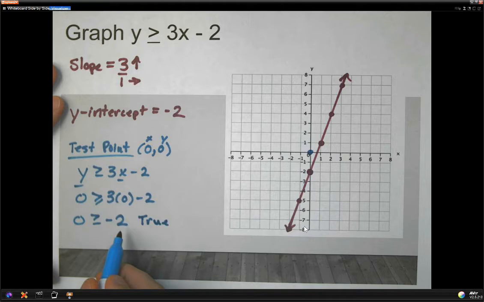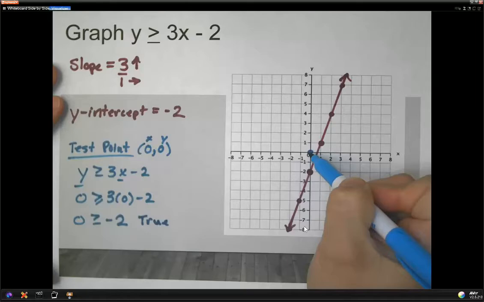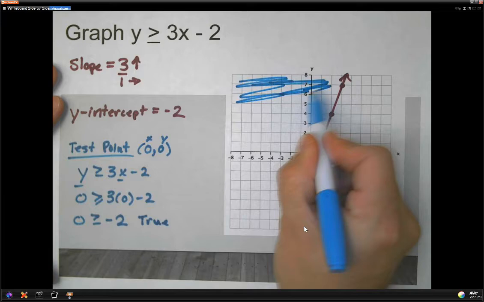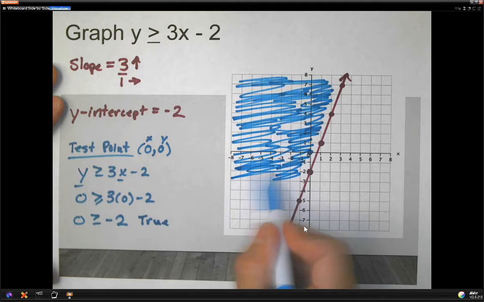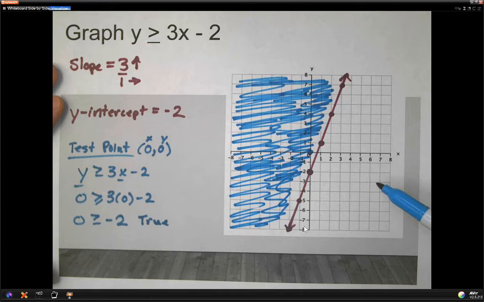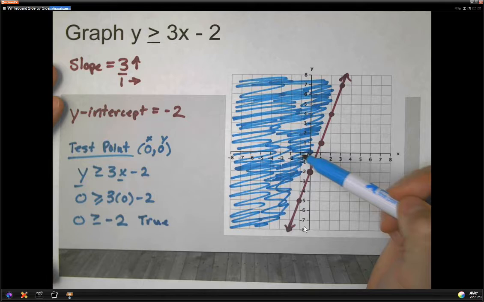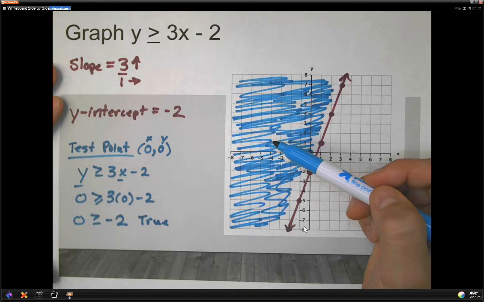Now, because it's true, it's telling me that this is the correct side to shade. So this is where we're going to do all our shading. Every single point in this shaded area is a solution to the inequality, as well as every point that is on the line. Now, all the points over here are not solutions. You could plug in a point and check it out. You would see it would make the inequality false. But this is how I know which side to shade. Because my point came out true, I know to shade the side it was on. If it came out false, I would have shaded the other side.